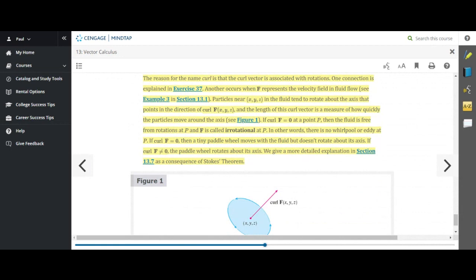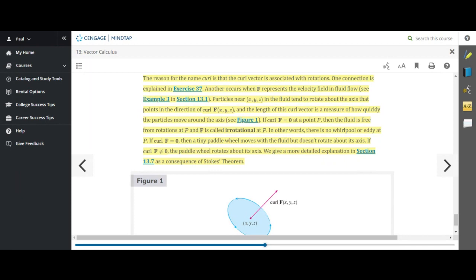One connection is explained in exercise 37. You can look at that in the textbook. Another occurs when the vector field represents a velocity field in fluid flow. See example 3 in section 13.1. Let me just look at that real quick. Right, so in example 3, section 13.1, they talk about velocity fields.